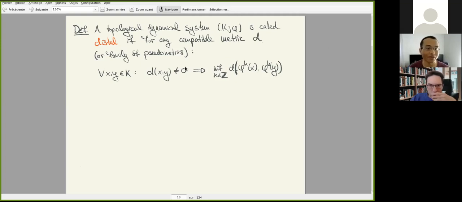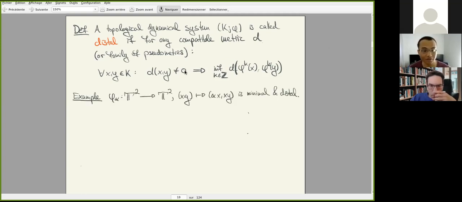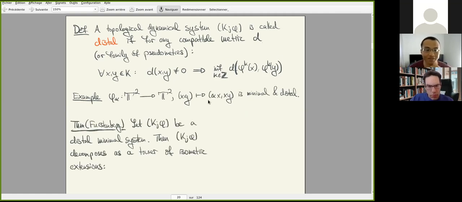And these systems are interesting because, first of all, the skew rotation, which we just saw, is easily verified to be a minimal and a distal system. And this is interesting because there's a structure theorem which more generally says that the systems which are minimal and distal are of this form, like the skew rotation. So if you have a minimal distal system, then Furstenberg tells you that this minimal distal system decomposes as a tower of isometric extensions in the following way.